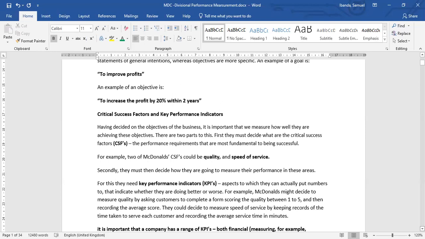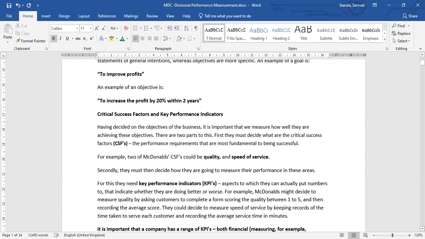So when looking at the key performance indicators, sometimes people call them the KPIs, okay? McDonald's may decide, of course, to measure the quality, because the success factor is the quality. Now, how shall we measure quality? McDonald's can do a ranking of 1 to 5, and give the customers a chance to decide, maybe after they have been served food, on average what has been the quality of the food they've taken. The customer may rank it, let's say, 1 to 5.